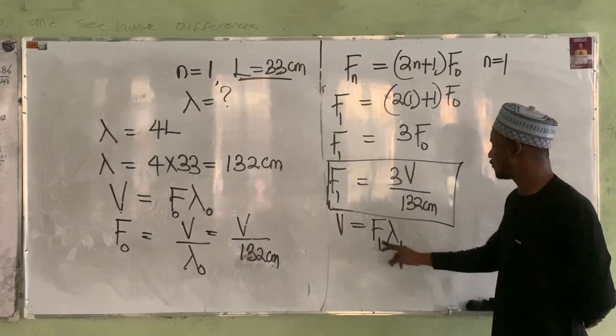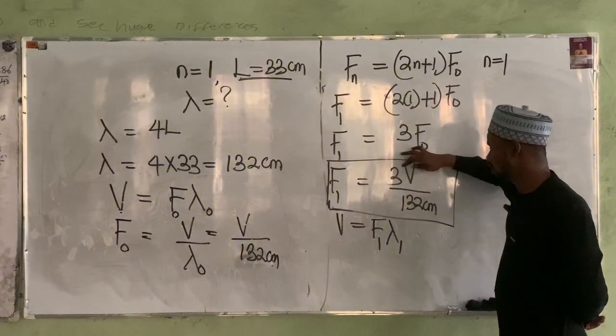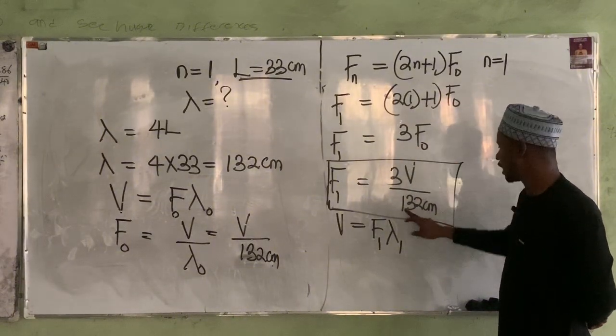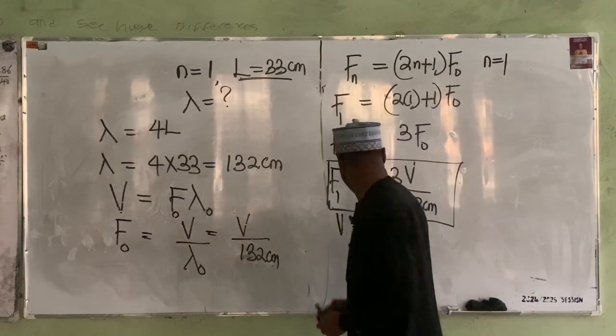So class, is our F1 given to us here, class? Yes. What's our F1, please, class? 3V over what? 132, right? Okay, now let's represent this. Please, you can write.